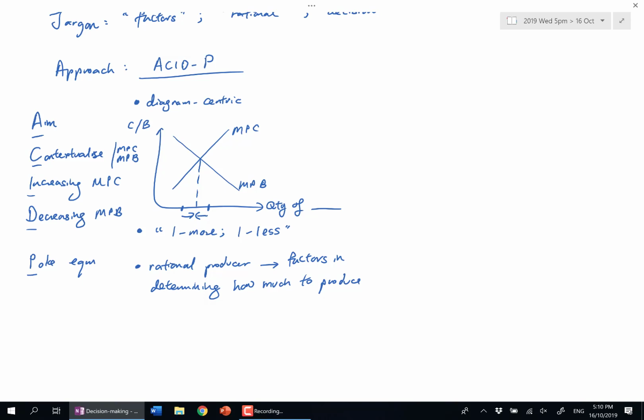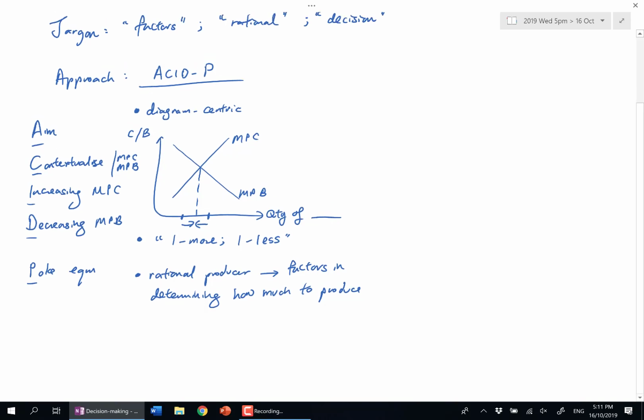When you explain why MPC is rising, we tend to say the law of increasing opportunity cost, if you're talking about consumers. For producers, the law of diminishing marginal returns. Then why is MPB decreasing? For consumers, the law of diminishing marginal utility. For producers, it's just the law of demand. When you sell more, your marginal revenue or your average revenue all fall. So the video covers these things.